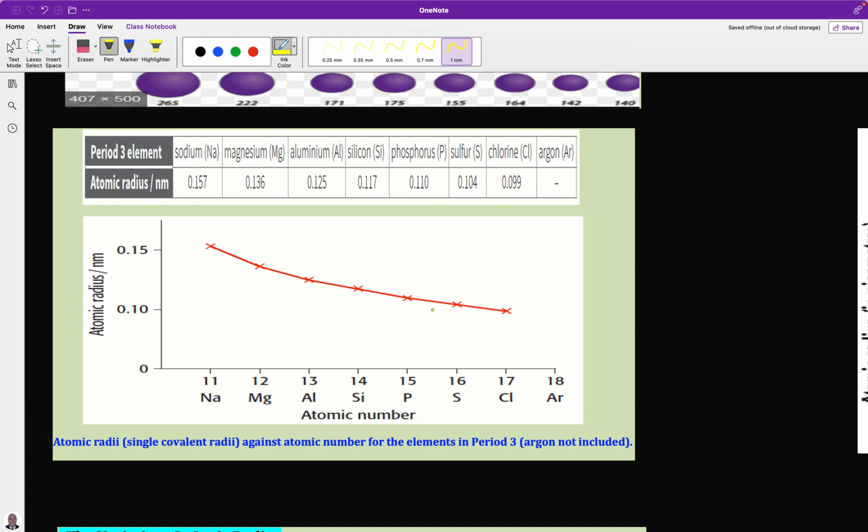So there are a number of reasons for that. As you move across the period, there is a general increase in the positive nuclear charge, which results from increasing number of protons. So as the nuclear charge is increasing across the period, what happens? There is an increase in the attractive force between the valence electron and the nucleus. As a result, the outer electrons or the valence electrons are pulled towards the nucleus, reducing the atomic radius.